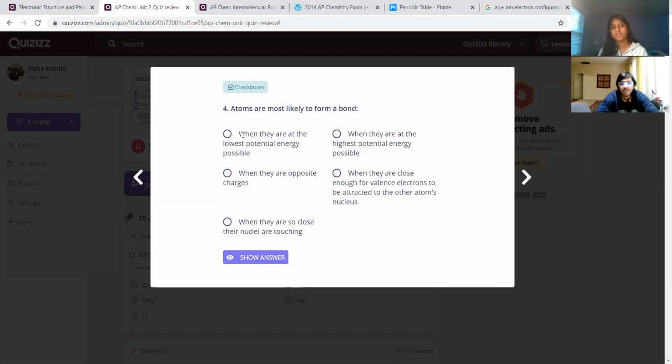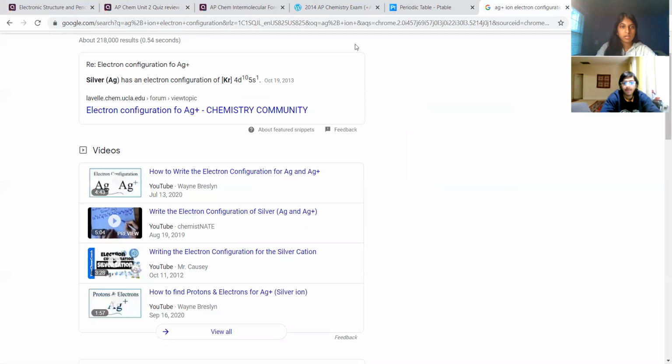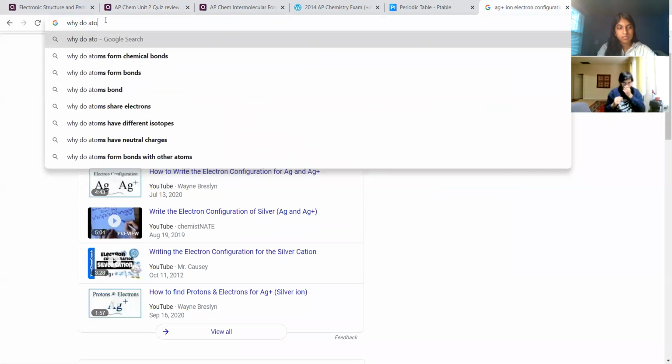I don't think I know, but let me try and reason through it. They're most likely to form a bond when they're at their lowest potential energy possible. Highest potential energy possible means that they're at a transition state, right? Wouldn't that be highest potential energy then? Is it lowest potential? We learned it in this FRQ that when it's at the lowest potential energy, it's most likely to form a bond, but I couldn't explain it. I just knew that that was what it was. Let me see why.